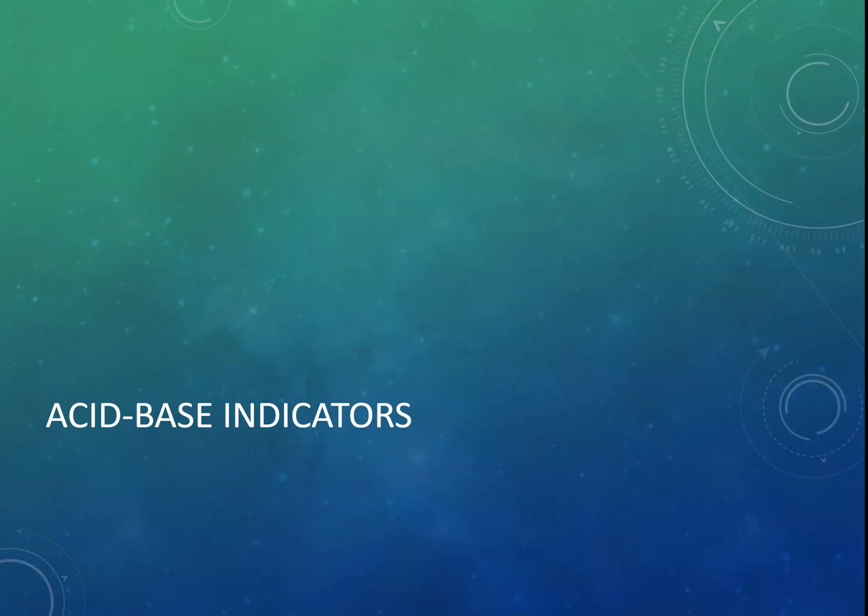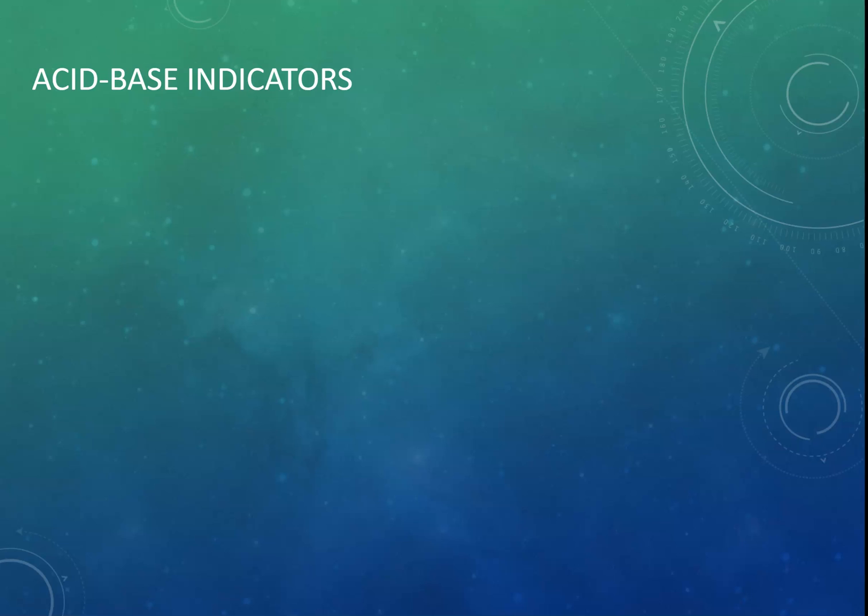Hi and welcome to this video, which is the last in this sequence on aqueous chemistry. In this video we're going to look at acid-base indicators and how you select an appropriate acid-base indicator for an acid-base titration. And really just a very rough run through of what an acid-base indicator actually is.